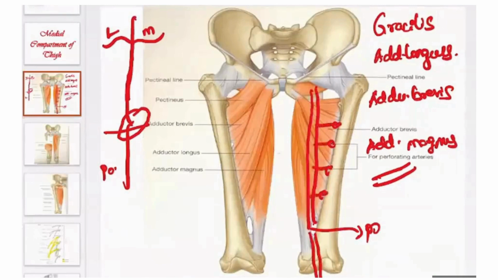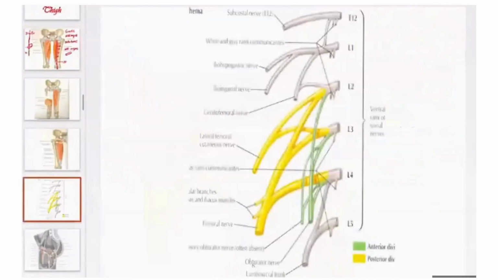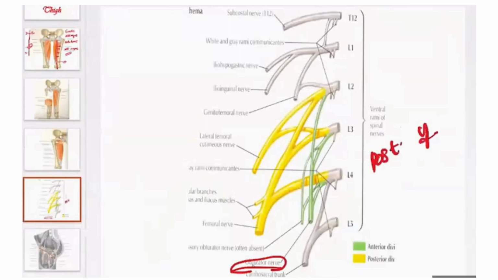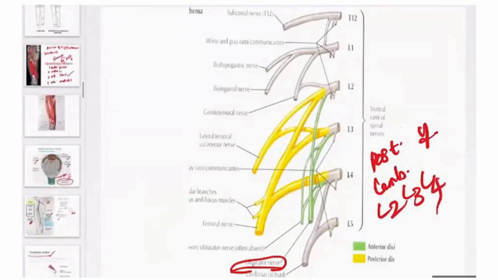So you get the openings for perforators. These arteries are called perforator arteries. So how many perforators? 4 perforators are present in the medial compartment of the thigh. And the nerve supply to the medial compartment is through the obturator nerve, which arises from the posterior division of the lumbar plexus, L2, L3 and L4.